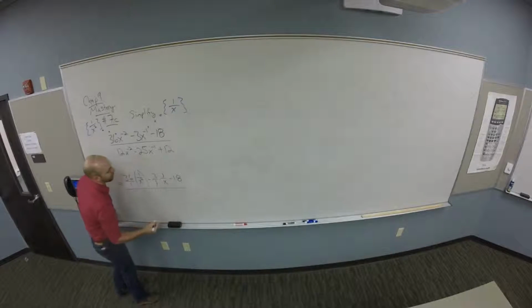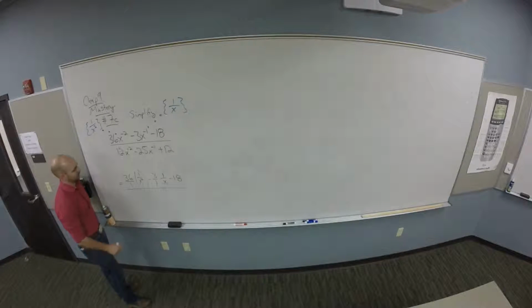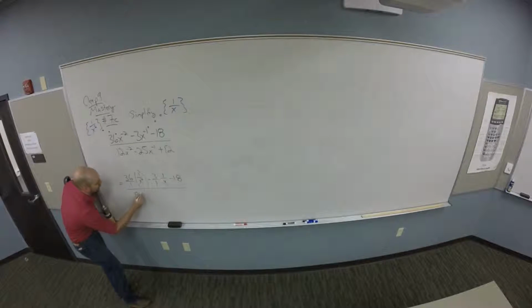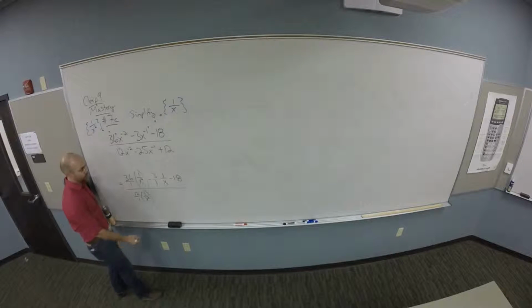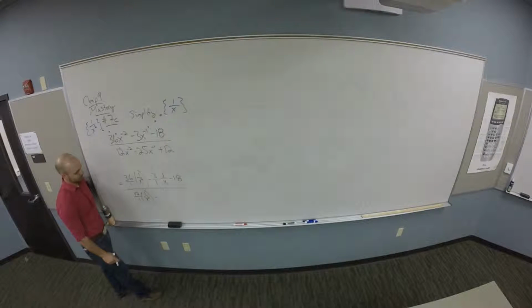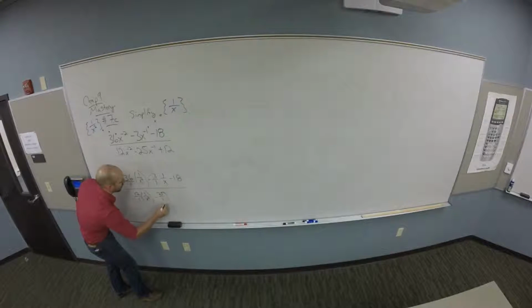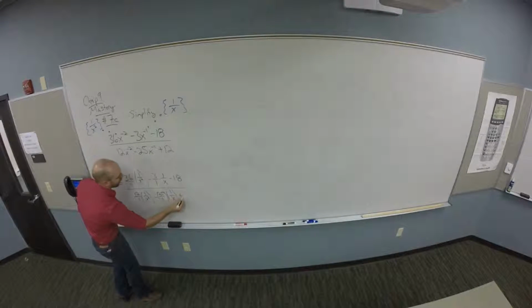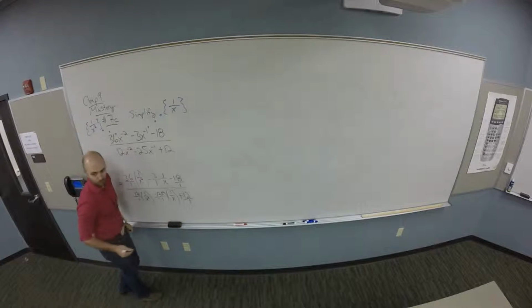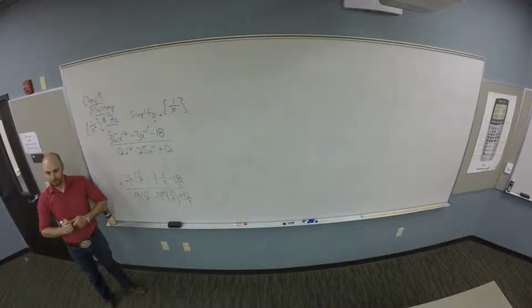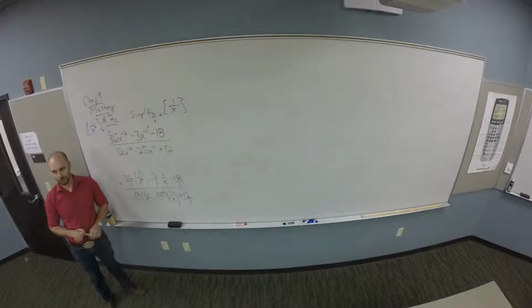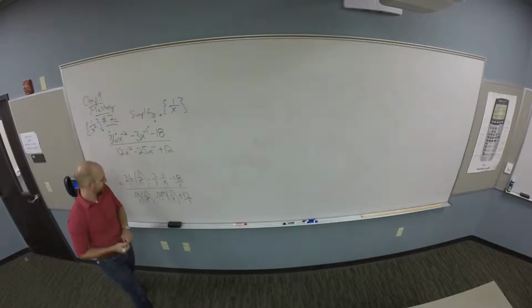And then on the bottom here, we've got 12 over 1 times 1 over x squared, right? Minus 25 over 1, times 1 over x. And then we've got plus 12, right? Maybe it'd be better if I put 18 and 12 also over 1. Cool? Totally.